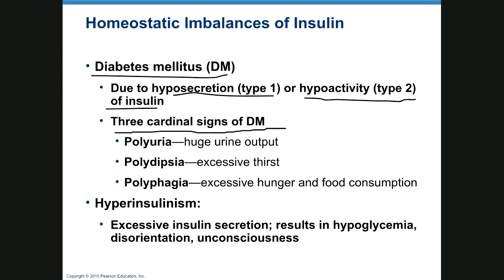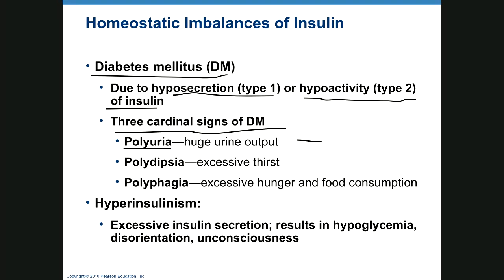Cardinal signs of diabetes mellitus: polyuria, because the glucose is going to spill over into the kidneys, into the urine. The kidney cannot dispose of all the glucose once it gets past a blood glucose number of about 200 milligrams. It's just going to be impossible for the kidneys to get rid of all that. So it's going to spill over into the urine and take water with it. So you pee a lot.